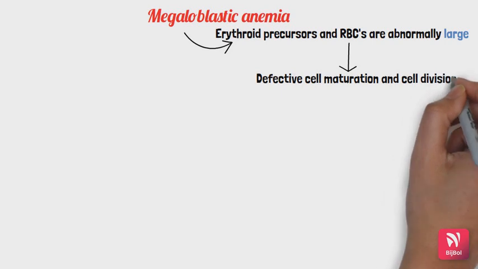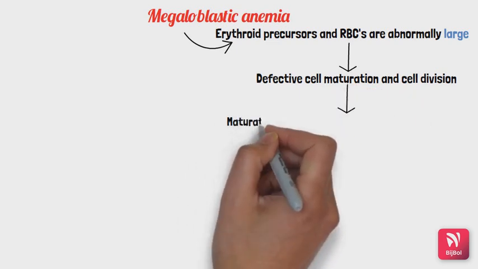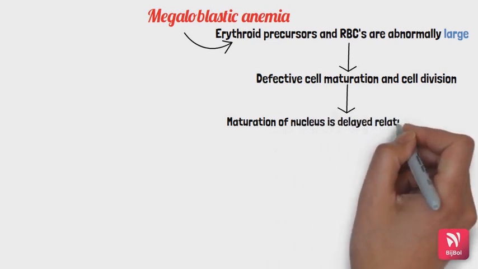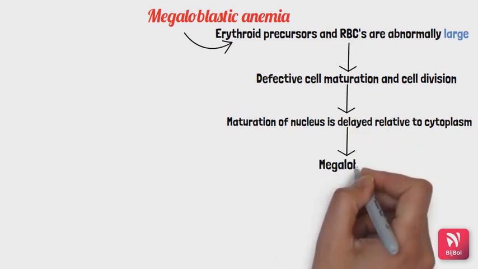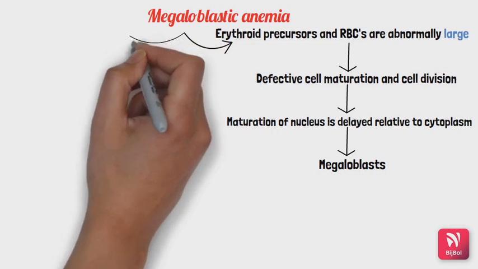Why? Because of the defective cell maturation as well as cell division. Why there will be defective cell maturation and cell division is because of the delay in the maturation of the nucleus relative to that of the cytoplasm. So the maturation of the nucleus of these erythroid precursors will be defective, resulting in megaloblast. So what is making all these changes in the erythroid precursors as well as RBCs?